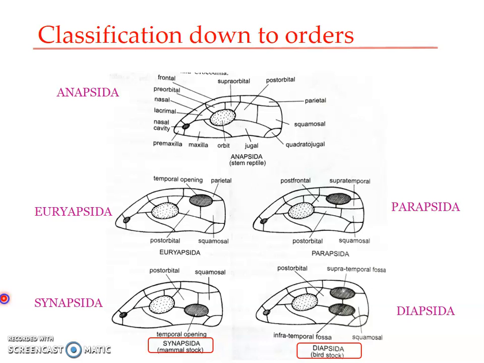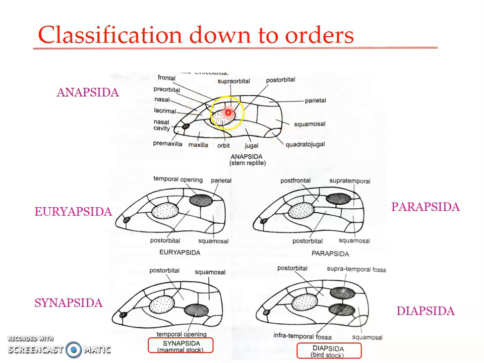Okay, so we can see over here. The first one here is the Anapsida. This is considered to be the most primitive group, or it includes those organisms which are believed to have given origin to all other reptiles, and hence it is otherwise referred to as stem reptile. So Anapsid, the term says without temporal fossae, anapsid. Now you can see these are the bones which make up the skull.